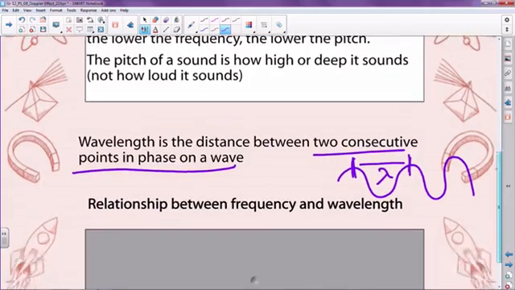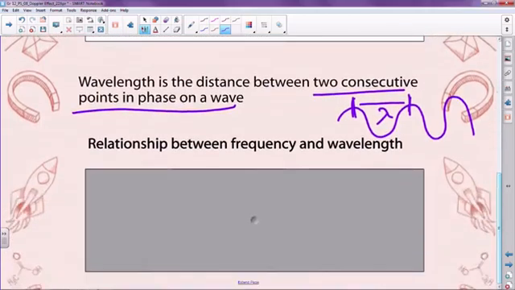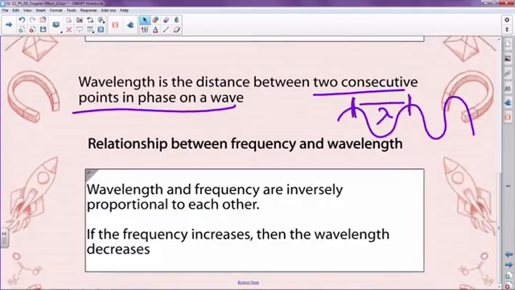Now, how we explain Doppler is when we look at the relationship between frequency and wavelength. Frequency and wavelength are inversely proportional. If I increase frequency, the wavelength decreases. If I decrease frequency, then wavelength increases. Okay, they go the opposite to each other, and that's really, really important.